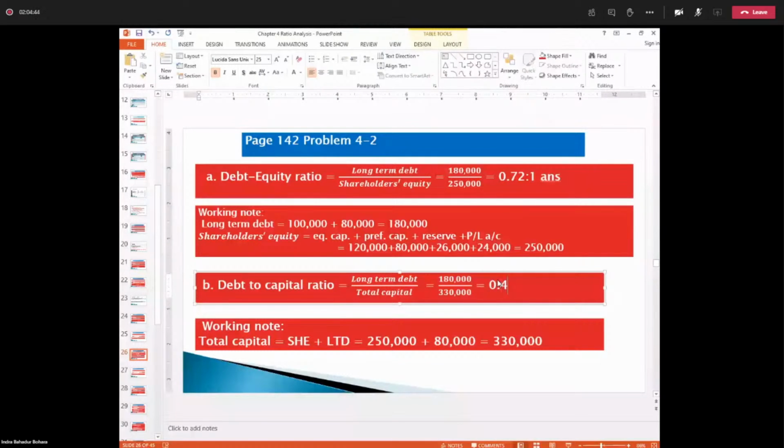Sir, isn't there a mistake in the long-term debt? It is 1,80,000. So the denominator is 4,30,000. 1,80,000 divided by 4,30,000 is 0.418 is to 1.